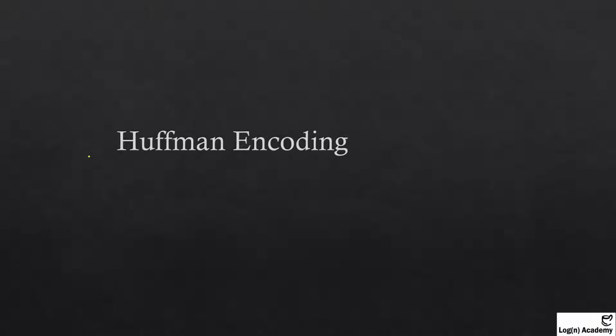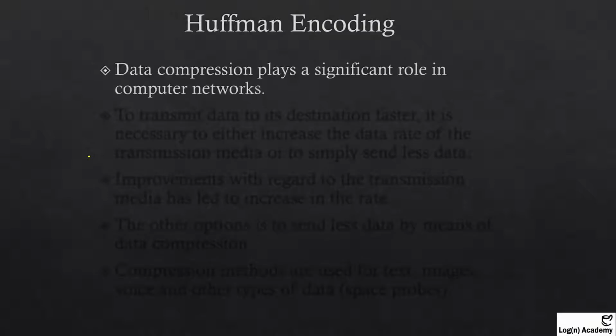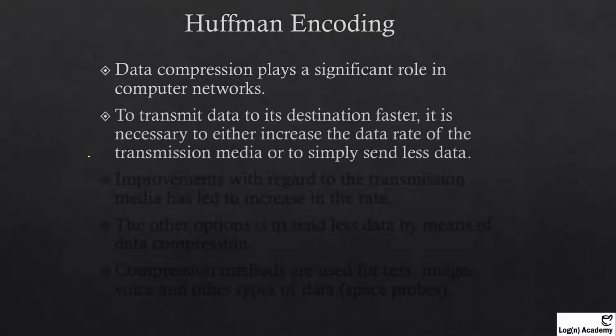What is Huffman encoding? Huffman encoding is a compression technique using which we can compress our data, and then send the compressed data to receivers, to other machines or other applications. Data compression plays a significant role in computer networks. To transmit data to its destination faster, it is necessary to either increase the data rate of the transmission media or to simply send less data. So we have two options here.